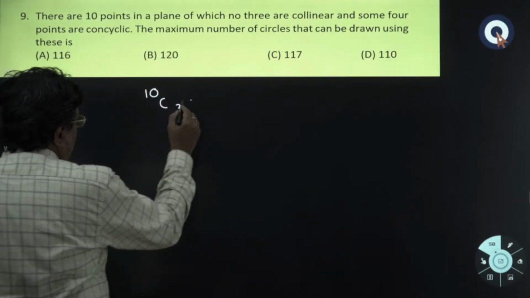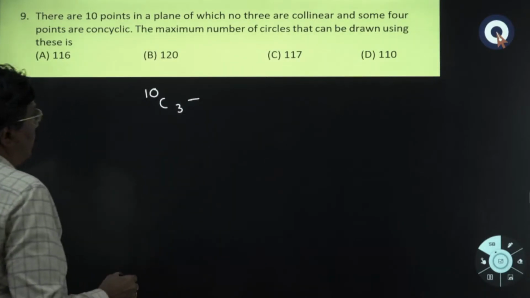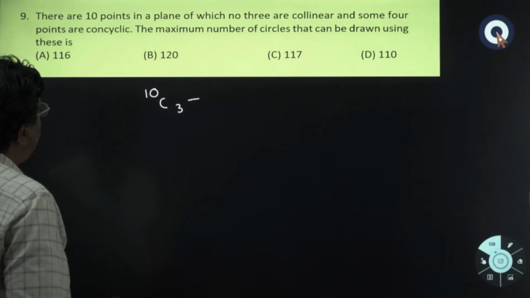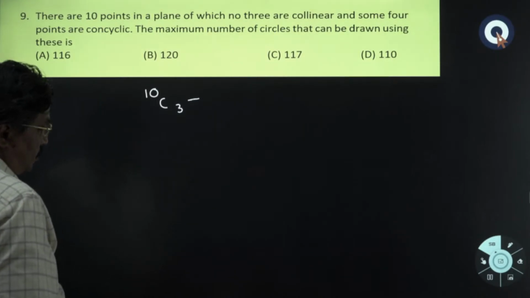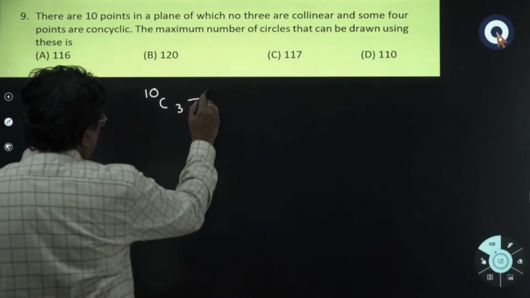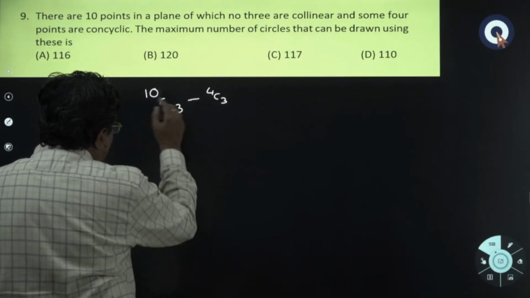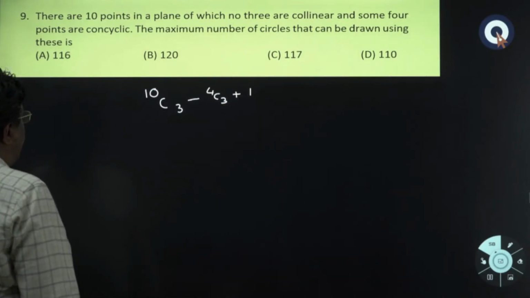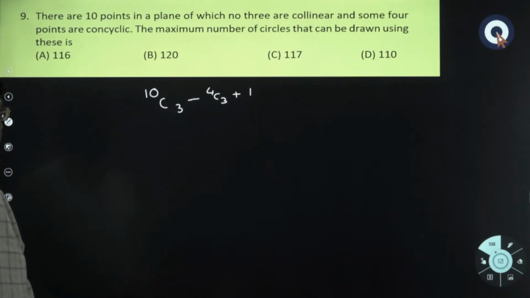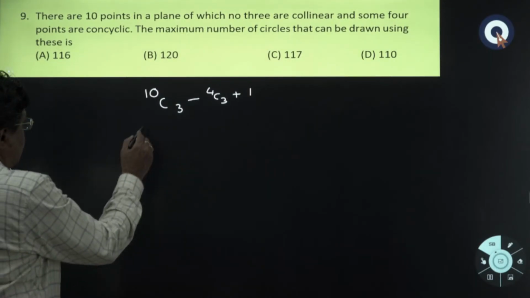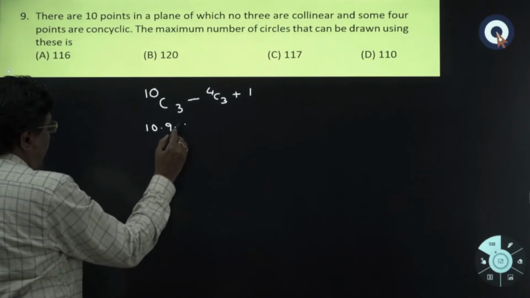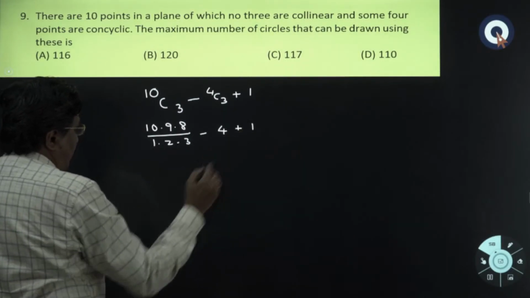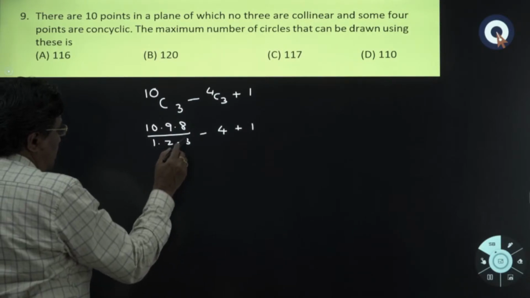to get the circles, and then these 4 points, 4C3, this includes 4C3 circles, which in fact is just one circle. So your answer should be 10C3 minus 4C3 plus 1, and you can just simplify this. This is 10 into 9 into 8 by 1, 2, 3 minus 4C3, which is 4, plus 1. So you can just simplify this to get your final answer.